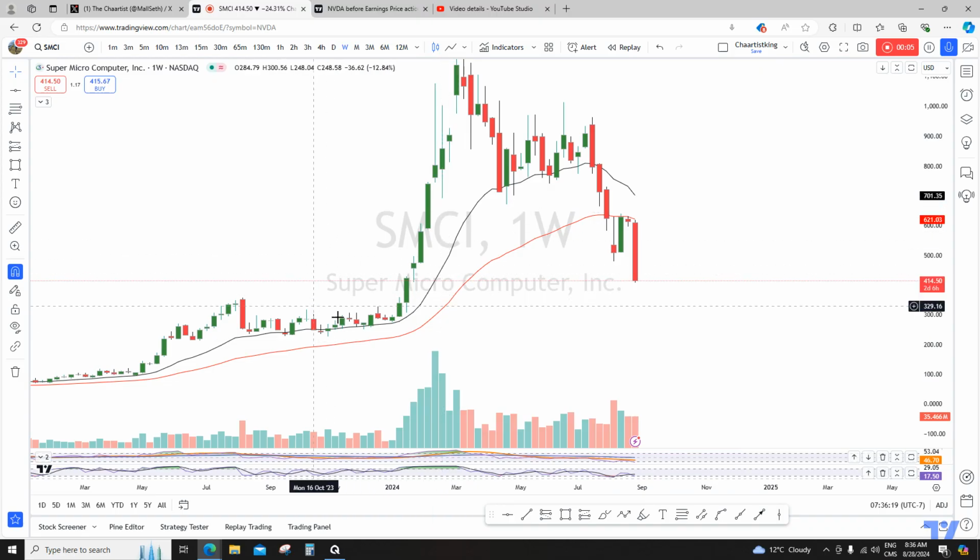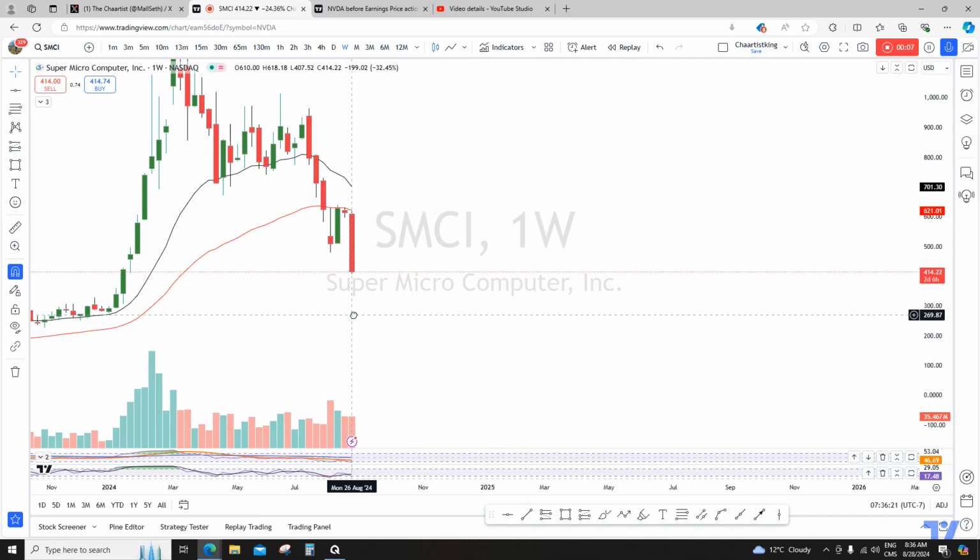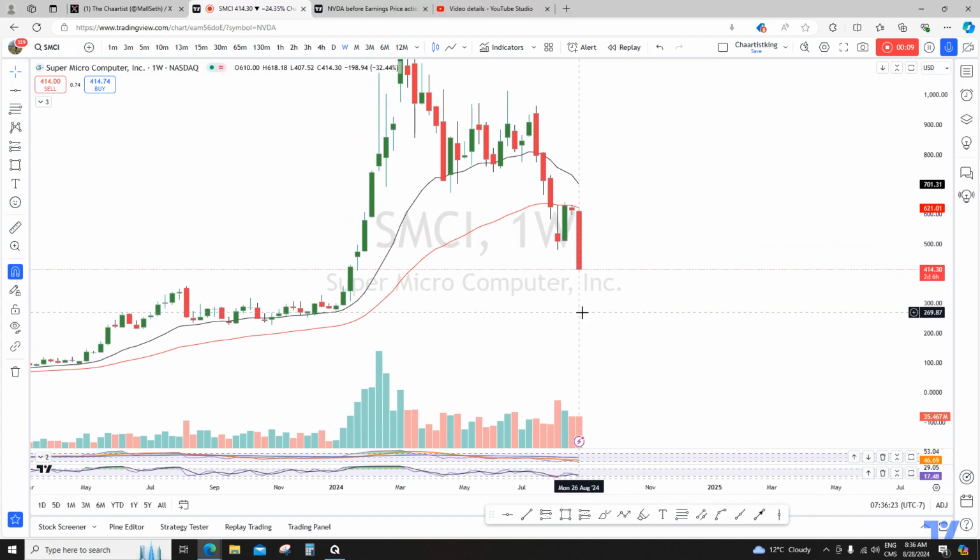Today, I will be analyzing this stock called SMCI Supermicro Computer. Today is August 28th, as you can see at the bottom, 2024, Wednesday local time, 8:36 a.m.